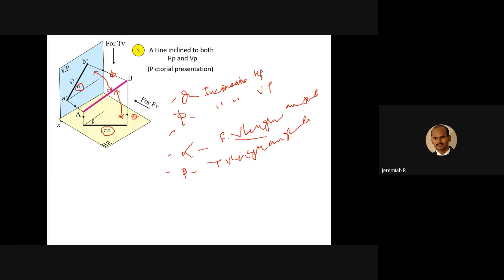So what is front view length? It means you have to measure this distance. This is front view length. This is line length. This is what? True length. This is called true length.